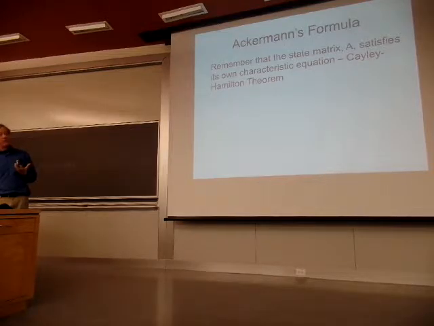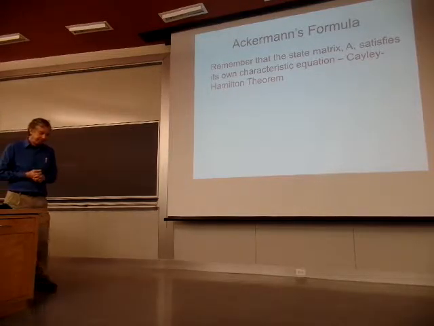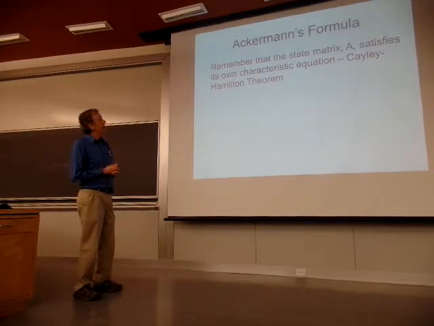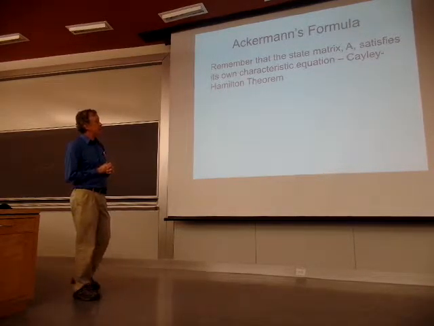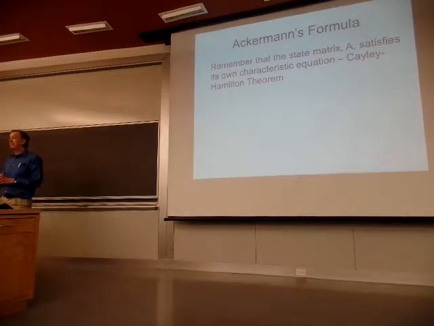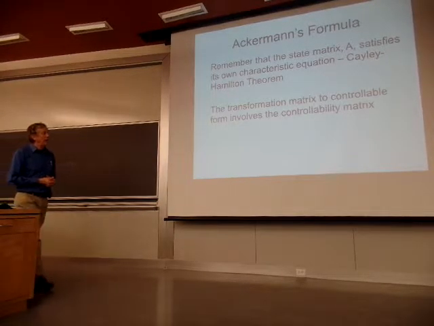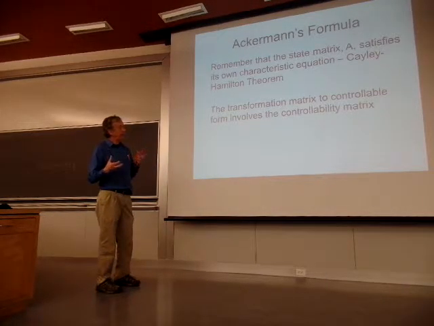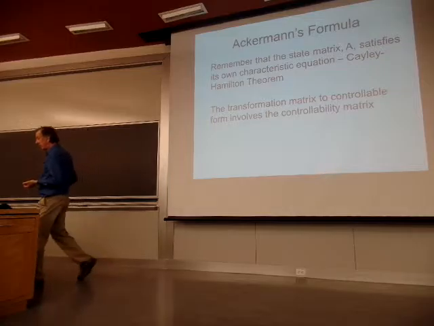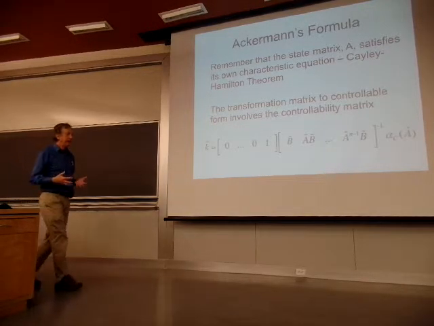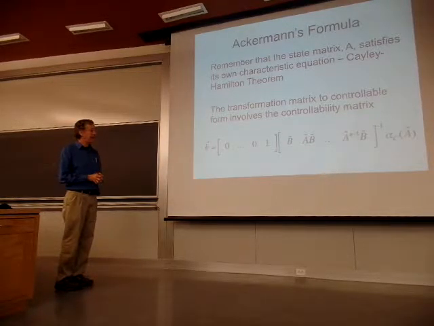Key point here, remember when we talked about some linear algebra things, was the Cayley-Hamilton theorem. It basically states that for some state matrix A, it must satisfy its own characteristic equation. That's what Ackermann uses in this. So the transformation matrix to control form involves a controllability matrix. I need a controllability matrix. And to do that, I can find this. This is Ackermann's formula, basically.